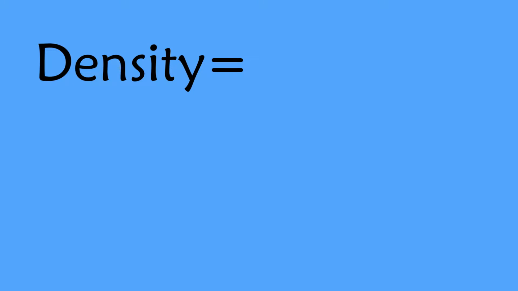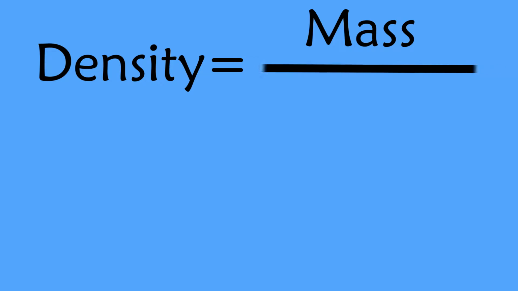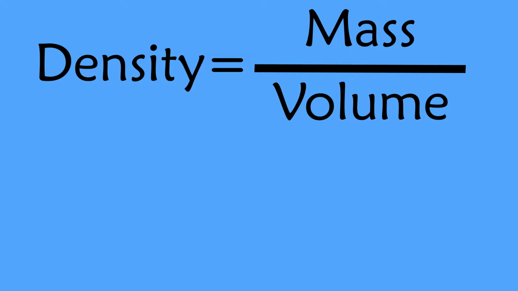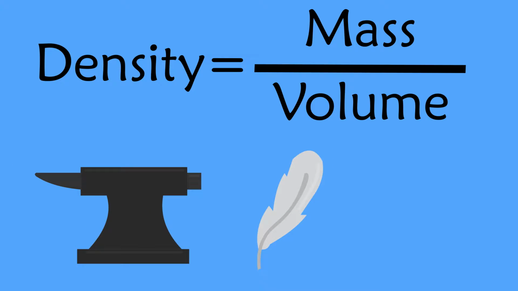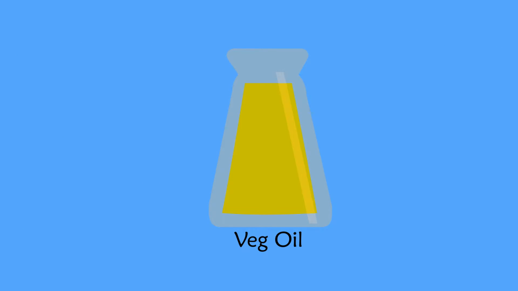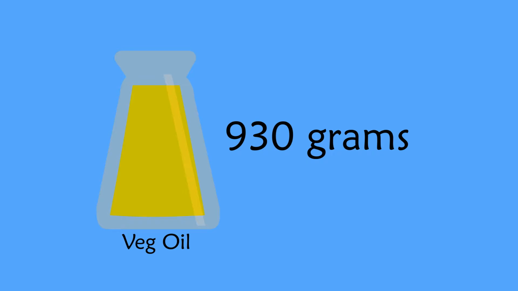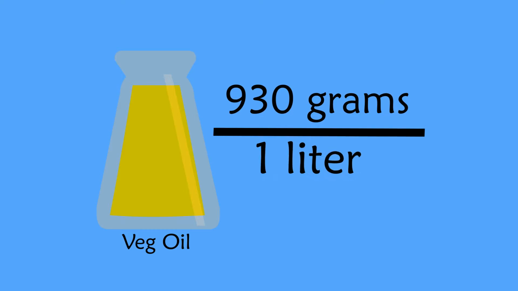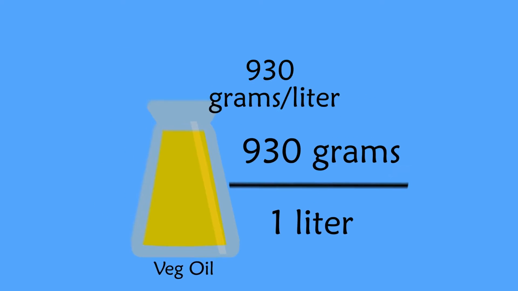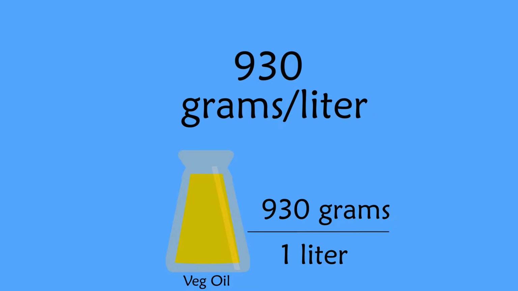The density of a substance is the mass of an object divided by its volume. Density is a way of quantifying how heavy or light a substance is for a given amount of volume. For example, if 1 liter of vegetable oil weighs 930 grams, the density of the oil is 930 grams divided by 1 to equal 930 grams per liter.